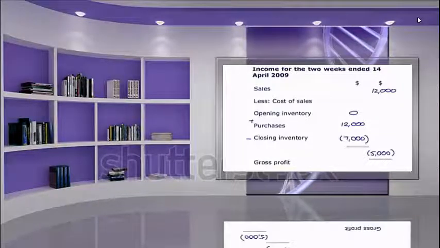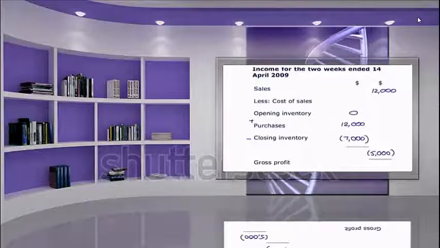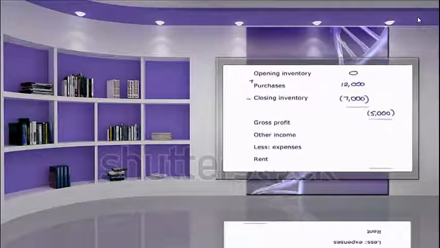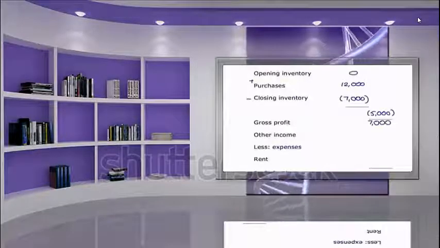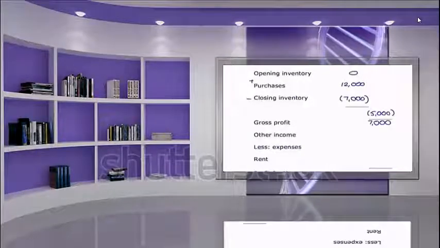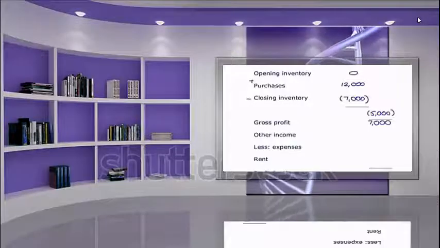The cost of that inventory matched against the revenue generated from selling that inventory. That's the accruals concept, or matching. So then, gross profit is your sales minus your cost of sales. That is going to give you $7,000.